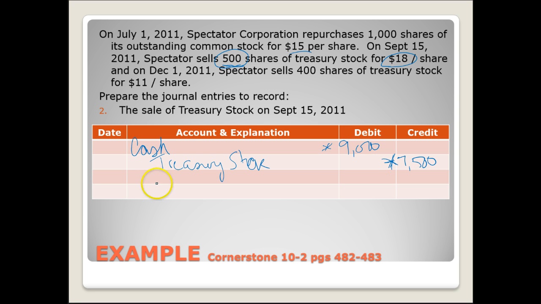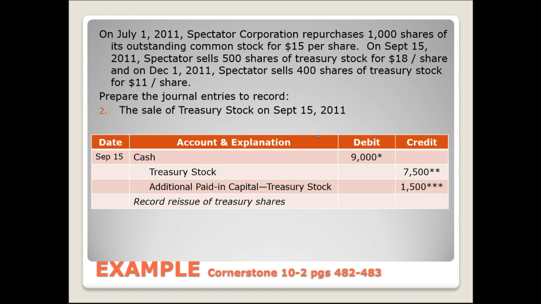Your company is going to now have additional paid in capital treasury stock of another $1,500, and that way we have credits of $9,000, debits of $9,000. Again, the amount of cash we receive is always going to be whatever we sold them for, the full price, $18, times 500 shares in this case. So that came to the $9,000.